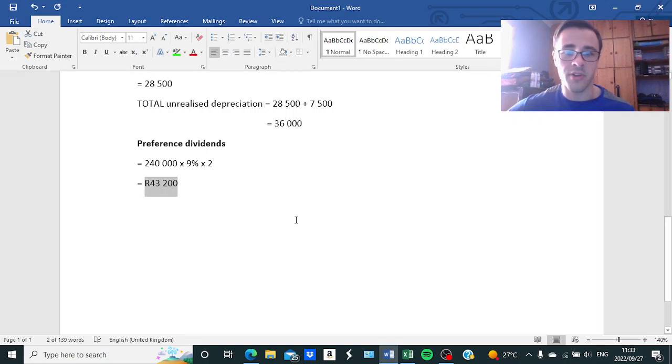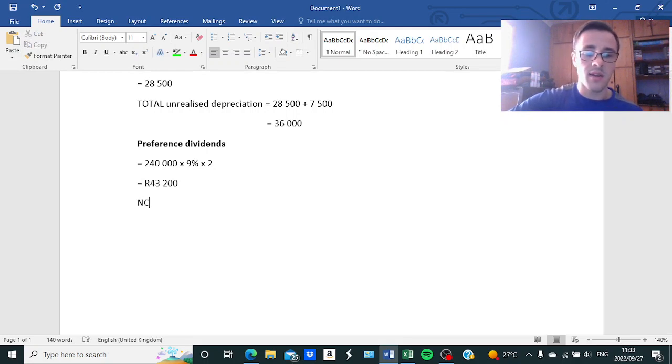Okay, but remember that this amount will be the preference dividends paid to both the parent, because the parent is also a preference shareholder, as well as the non-controlling interests. We only need to calculate the NCI share in preference dividends. Now the percentage for NCI that we will use in this calculation will not be 30%, because 30% is in respect of ordinary shares. We will make use of the percentage for NCI that applies to preference share capital.